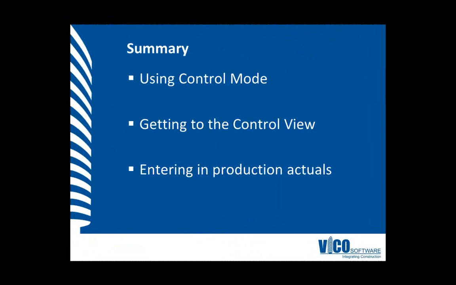In this vignette, we learned how to activate Production Controller using the Control Mode function. We also learned how to navigate to the Control View and access the Control Chart, where we can enter production quality actuals.